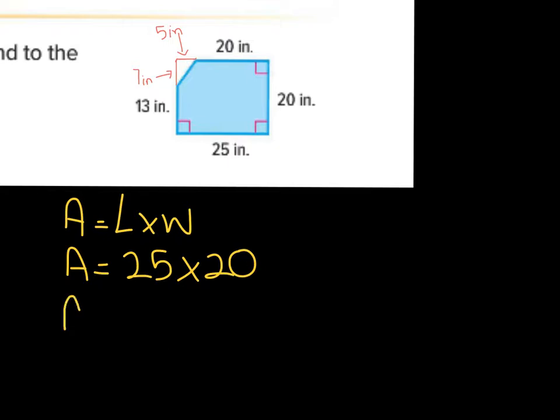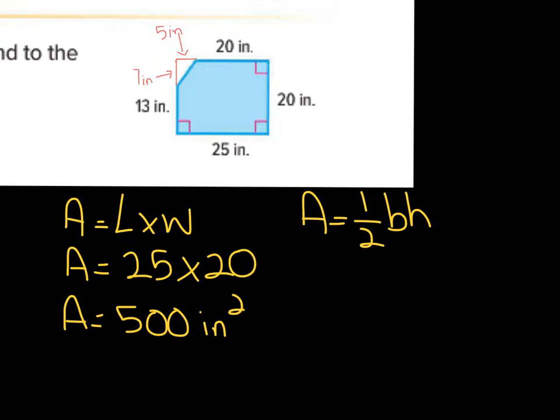And area equals 25 times 20, which equals 500. 500 inches squared. Okay, and that's the entire rectangle. Keep that in mind, okay? Now we need to solve for this little triangle and subtract it from our 500, and that'll be the area of only the blue area.